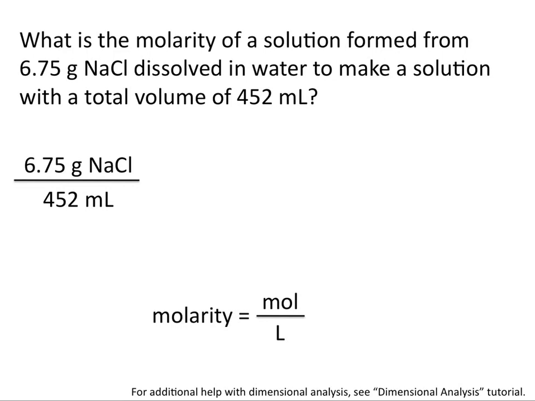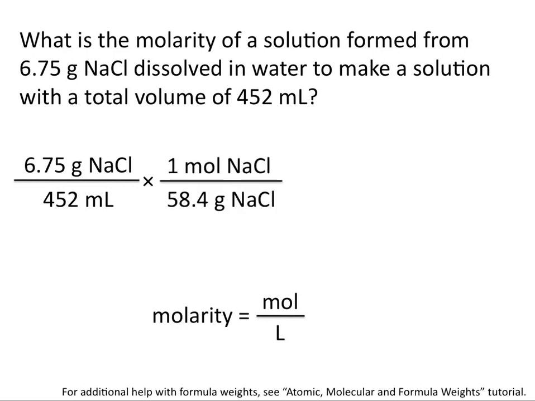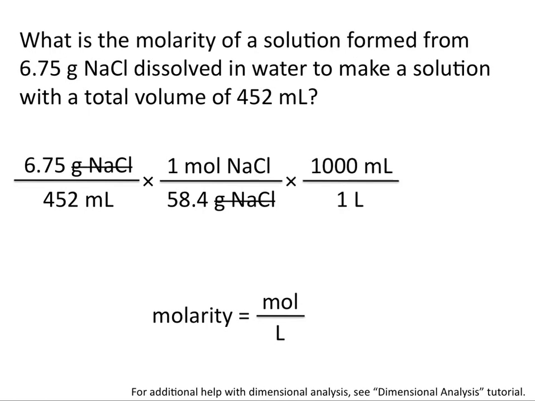final answer in molarity. We can use our periodic table to find the molar mass of sodium chloride, and you'll come up with 58.4 grams of sodium chloride per mole of sodium chloride. This allows us to cancel out grams. We now have units of moles per milliliter, but remember molarity is moles per liter, so we need to convert milliliters to liters. We know that 1,000 milliliters are in 1 liter.